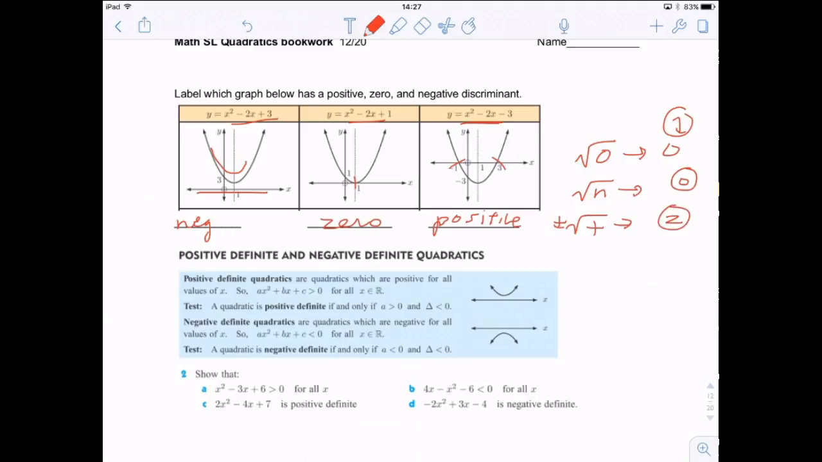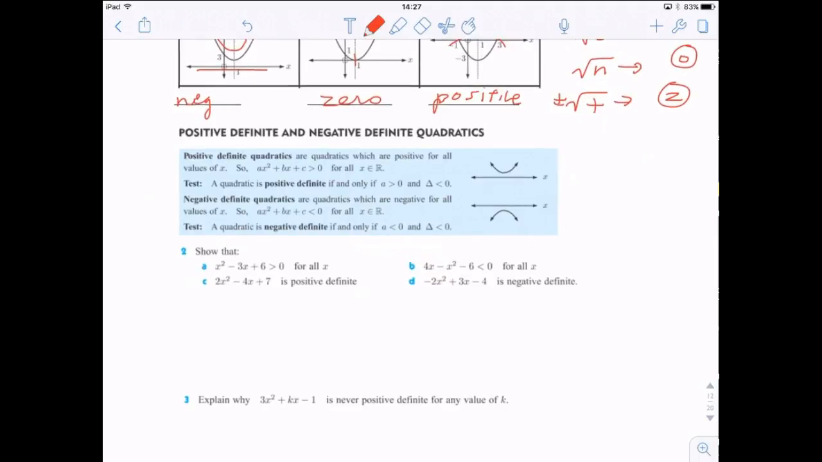All right? Okay. Positive definite and negative definite quadratics. Positive definite means the parabola is always positive. Negative definite means the parabola is always negative. So in this drawing, we have the quadratic always above the x-axis, which means it's positive definite. Here we have the parabola always below the x-axis, which means it's negative definite. Do you notice how the parabola continues going up here? So it's never going to cross the x-axis. It's always going to be positive. And here, it's always going to be going down, which means it's always going to be negative.